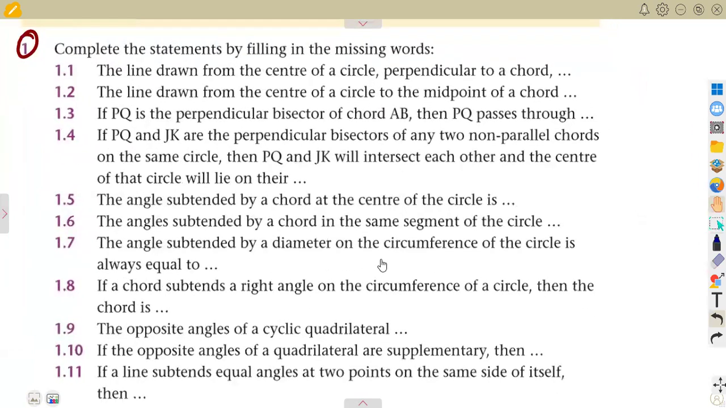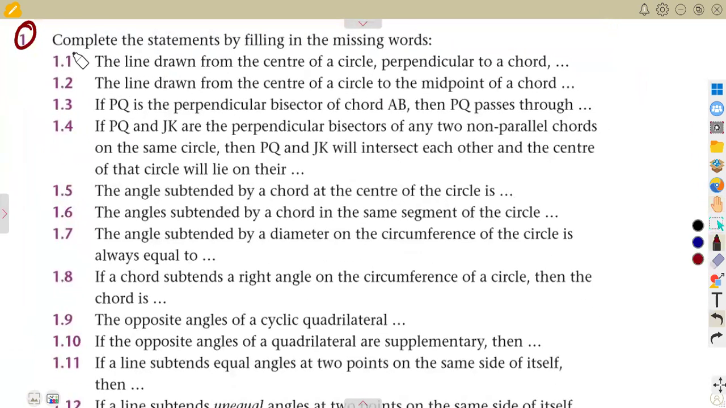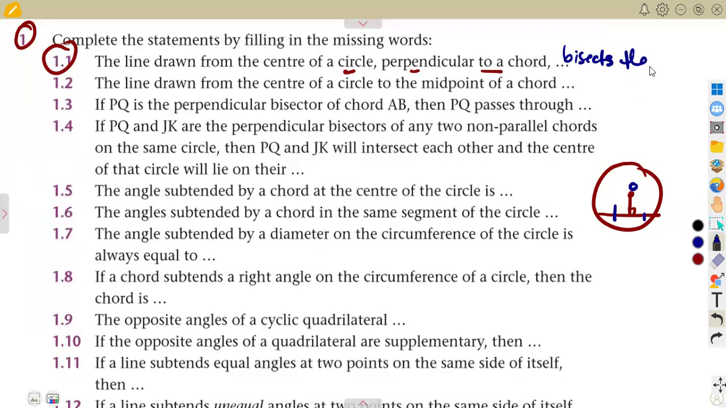On number 1.1, we need to fill in: a line drawn from the center of a circle perpendicular to the chord. That is your first theorem, if you still remember it. What happens if a line is drawn from the center of a circle perpendicular to the chord? We know that this line bisects the chord. So this one is going to bisect the chord.